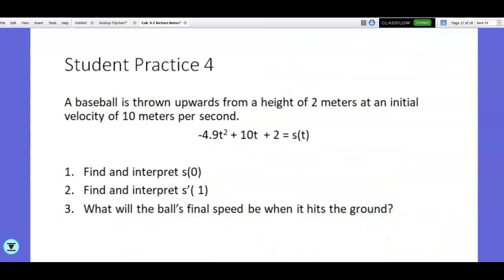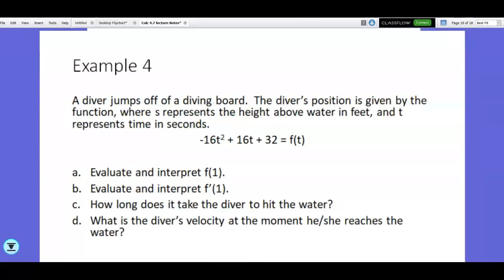All right, now I want to go to one more thing before we call it a day. And it's a question that's really not as important, but it'll help you with a homework question. It'll make you think a little bit deeper about all the stuff that we've learned. All right, so what I'm going to do is I'm going to ask you how long it takes the diver to hit the water. And then I'm going to ask you what is the diver's velocity at the moment they reach the water. Now, usually when this question is asked, this is all that they're going to ask you. So they're going to say, what is the diver's velocity at the moment he or she reaches the water?